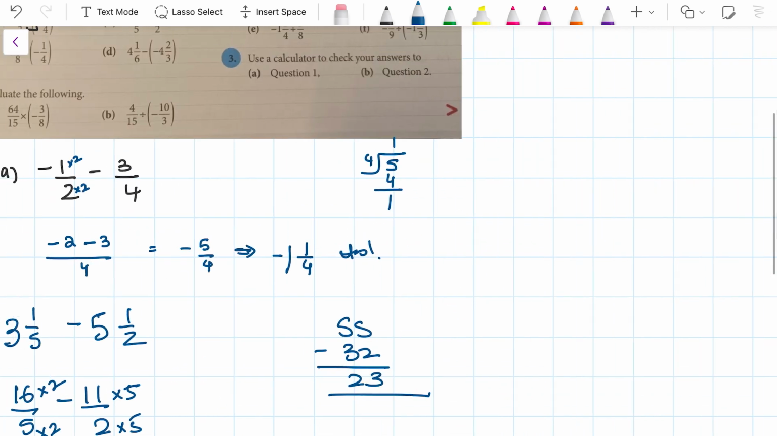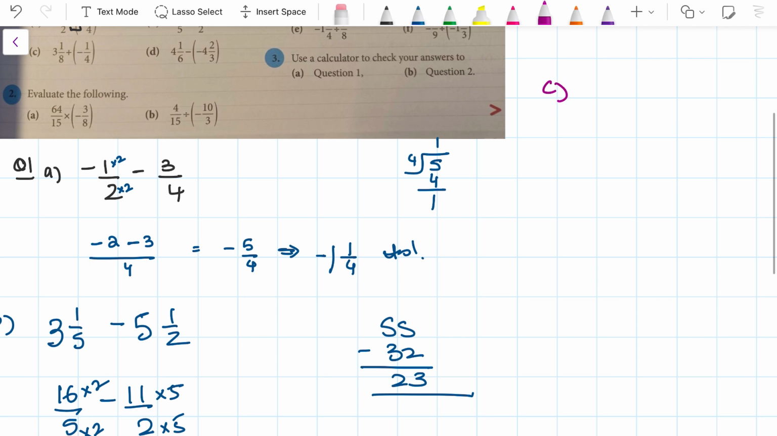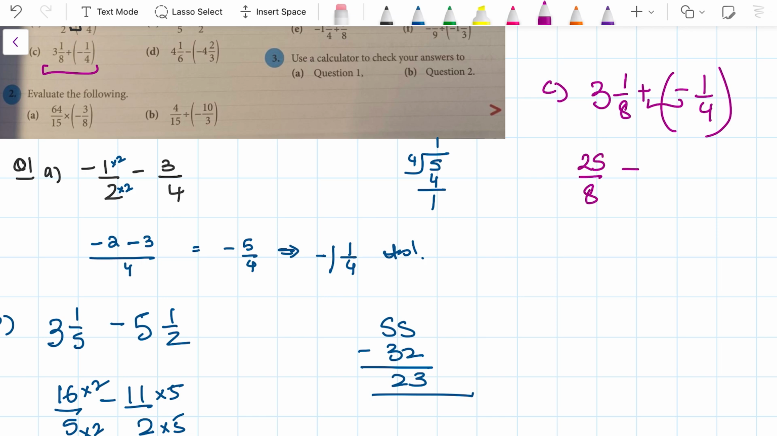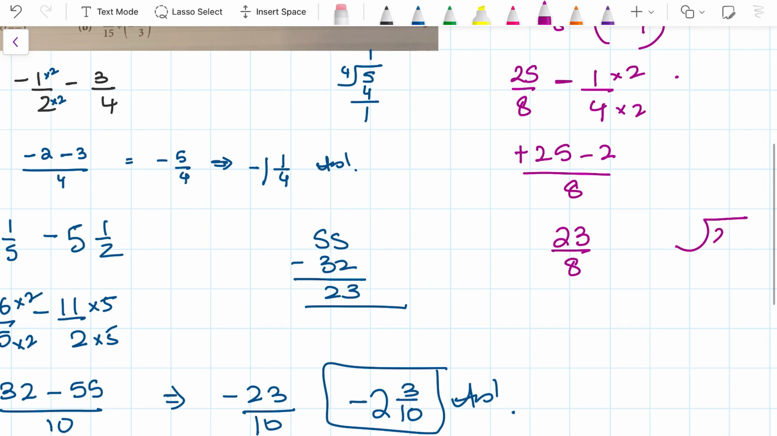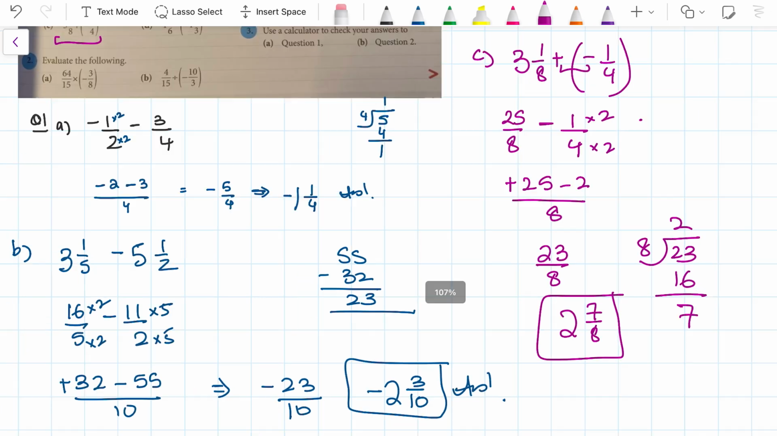Let's look at the C part now. 3 whole 1 upon 8 plus minus 1 upon 4. I'm doing this question. 25 upon 8 plus minus is a minus 1 upon 4. Making the denominator same. Plus 25 minus 2 is a 23 with a plus sign. Convert it into a mixed fraction. 8 times 2 is a 16. 7 is left over. 2 whole 7 upon 8 is going to be my answer.